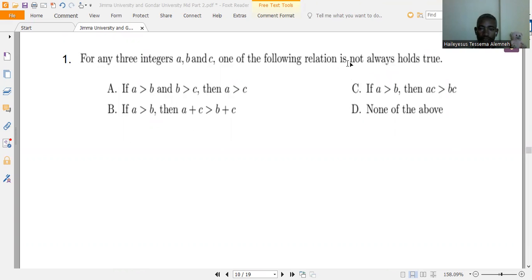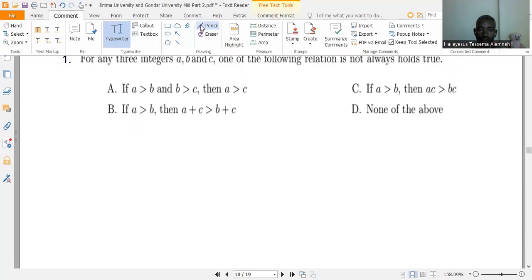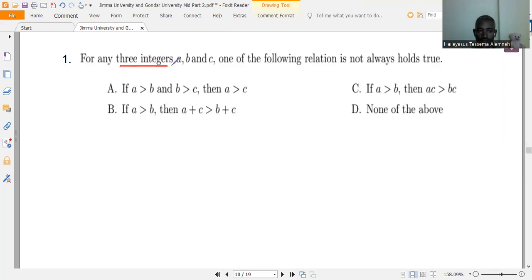እንግዲህ የመጀመሪያው ፓርት መልቲፕል ቾይስ ነው። በባለፈው ከሰራ ነው ውስጥ የቀረ ማለት ነው። የመጀመሪያው ጥያቄ የሚለው for any three integers a, b and c, one of the following relations is not always true. For any three integers, one of the following does not always hold true.